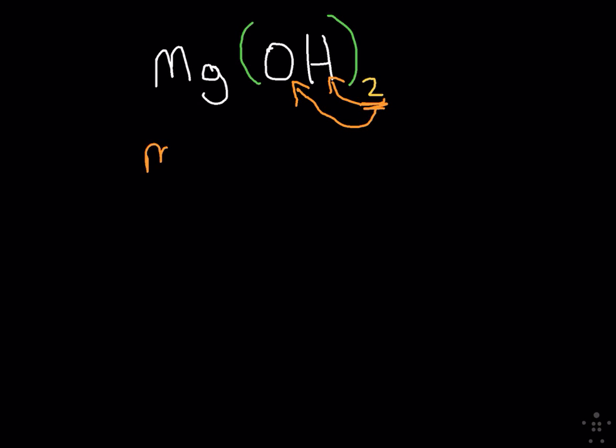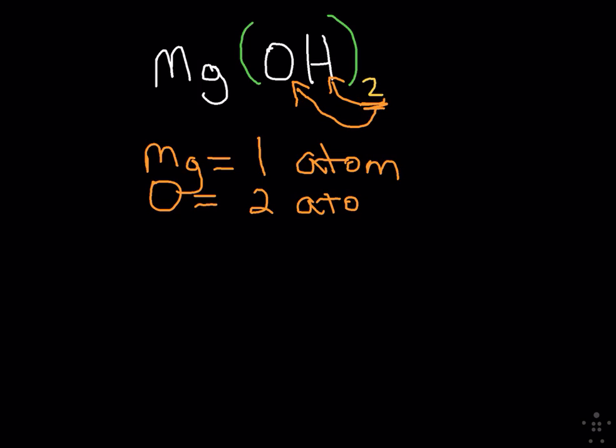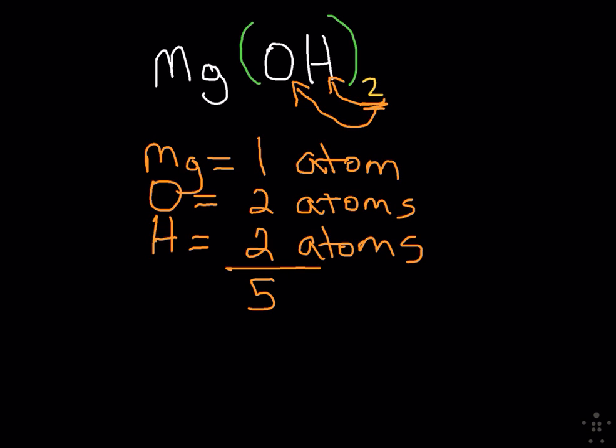So if I had to ask you guys how many atoms of each, you know that there is 1 atom of magnesium. Oxygen, there are 2 atoms of oxygen, and hydrogen also has 2 atoms. So the total number of atoms in this formula is 5 atoms. Again, this little 2 does not apply to the magnesium. It only applies to the one off to the left, which is the one in parentheses. Anytime you get a parentheses and there's a subscript, the little subscript only applies to those within the parentheses.